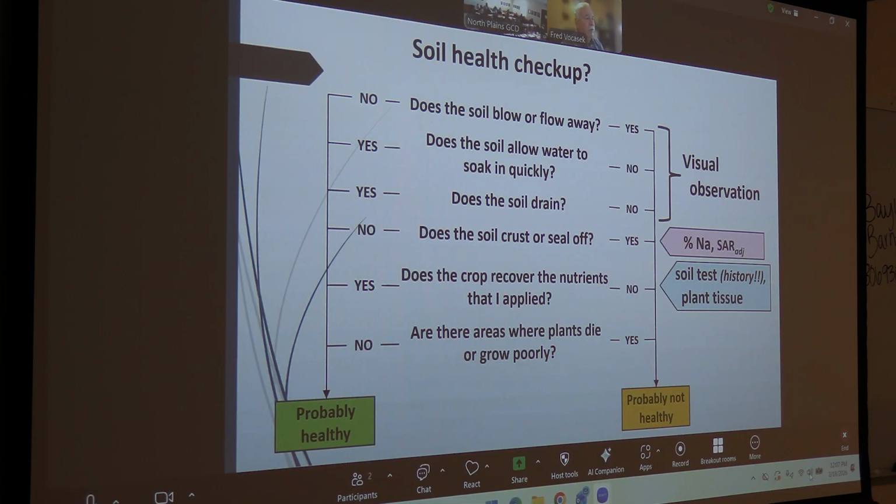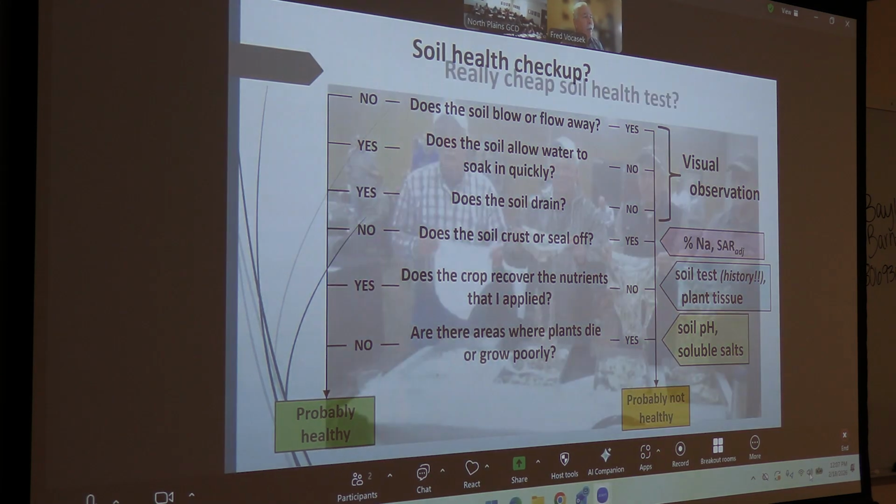Now, plant tissue analysis helps with all that. And then are there areas where plants die or grow poorly? I found that if it's not due to some compaction or disease or whatever, if we look at soil pH and soluble salts, that is a very, very common problem where we see poor plant growth, or even plant death. So these are some things, just a quick way of evaluating soil health, and you can do it with stuff you've already got in place.